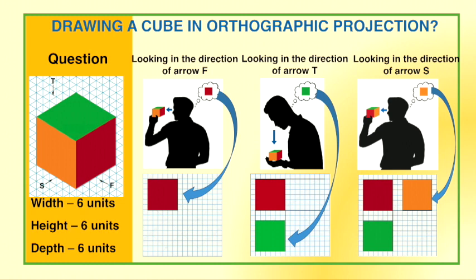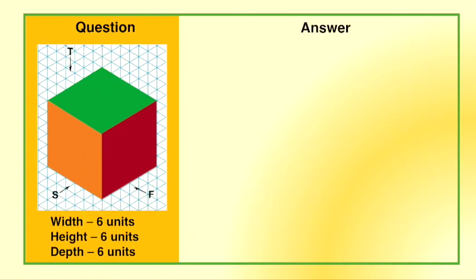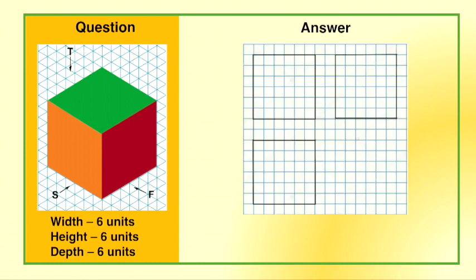You will notice once again that the views are drawn exactly in line. The top view is drawn exactly below the front and the side view is exactly to the side. Therefore, the final answer to the previous question is as such.